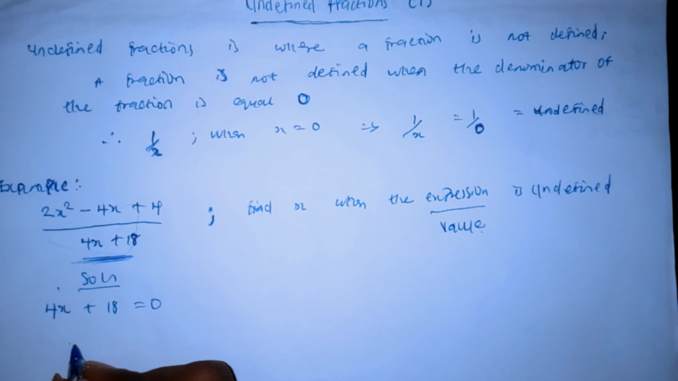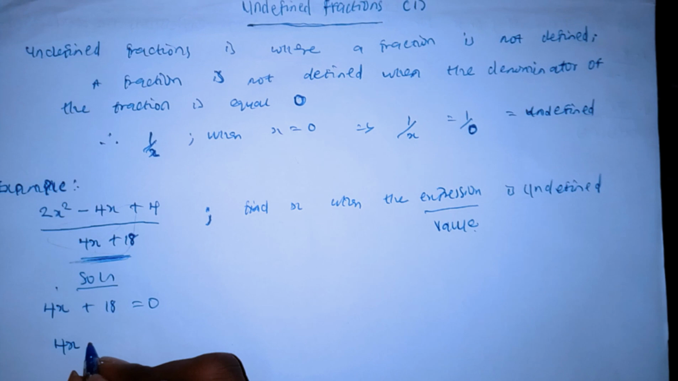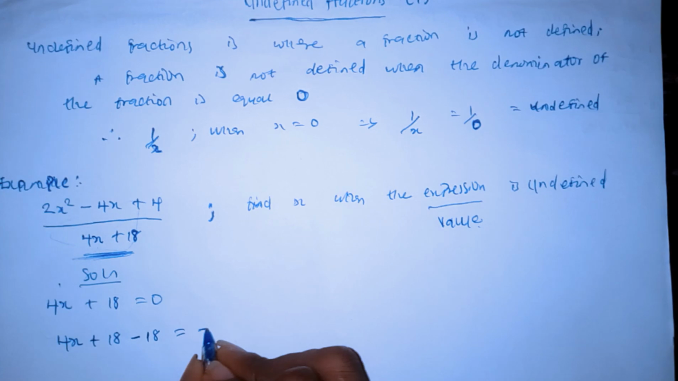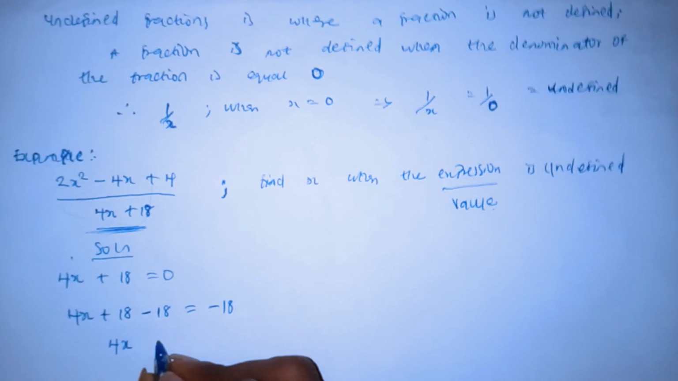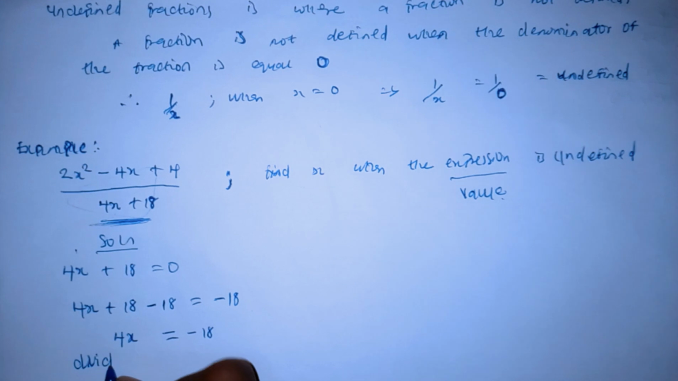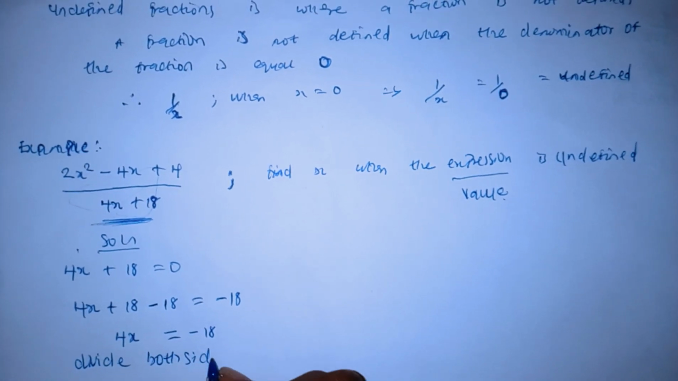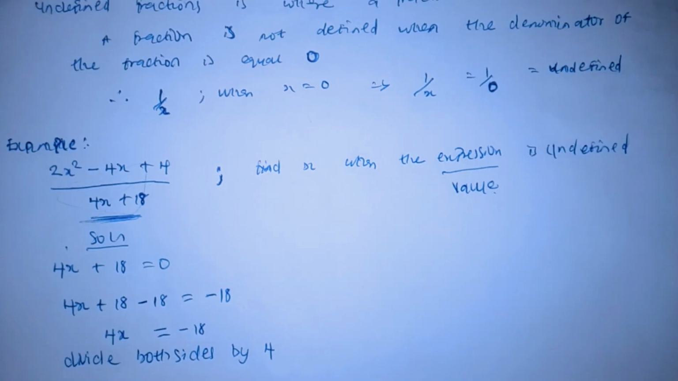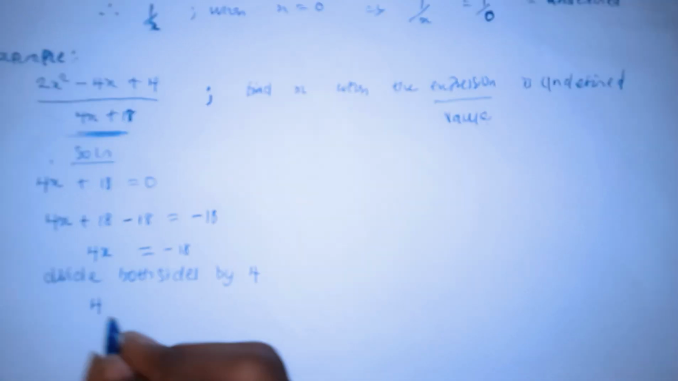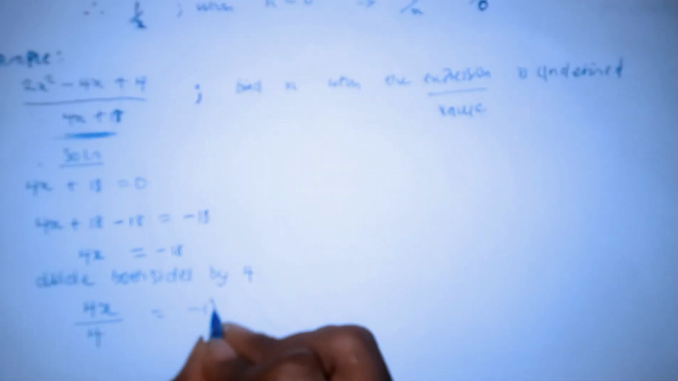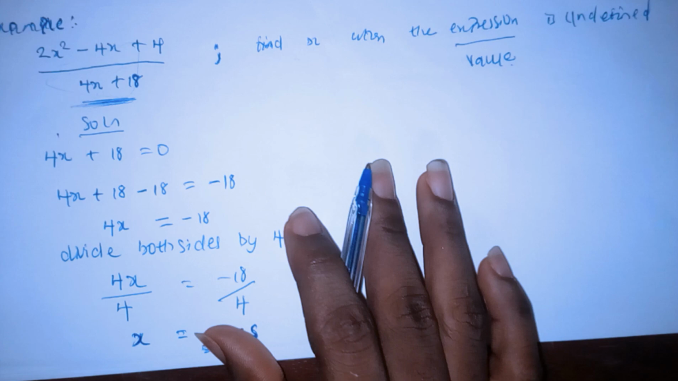So let's go to solving. You subtract 18 from both sides, and you are left with 4x equals minus 18. You divide both sides by 4, so you are left with 4x over 4 equals minus 18 all over 4, and your answer will now be x equals minus 4.5. I'm not with my calculator, so I'm solving it offhand. Anything you got here is what makes x undefined in this question.